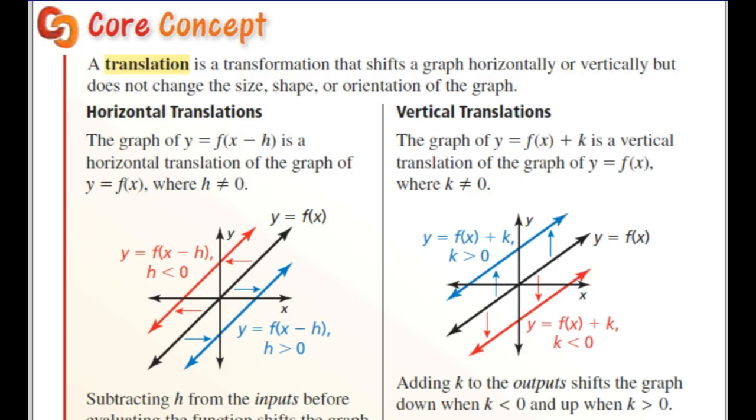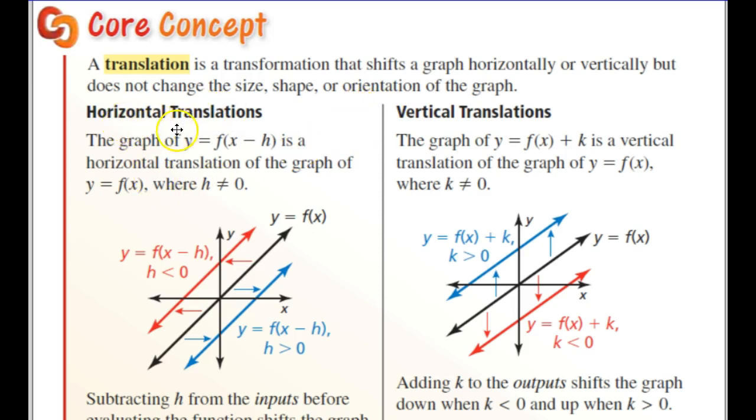So here's our first core concept. So first thing is a translation. When I translate a graph or a function, I literally just shift it. I move it up, down, left, right, but nothing else changes. It stays the same way. It stays the same orientation. It's literally like I just moved it.